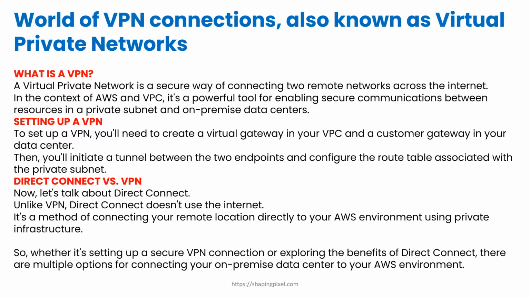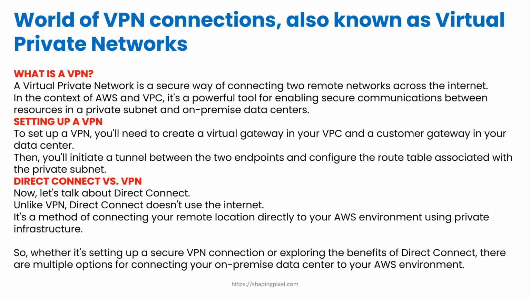To set up a VPN, you will need to create a virtual gateway in your VPC and a customer gateway in your data center. Then you will initiate a tunnel between the two endpoints and configure the route table associated with the private subnet. Now let's talk about Direct Connect.